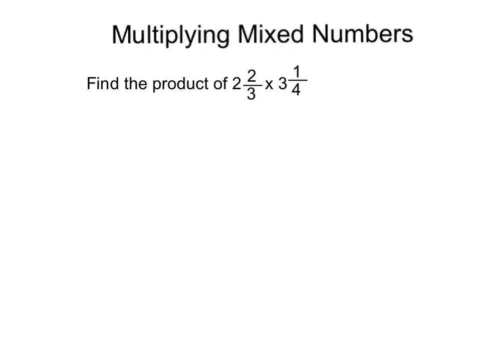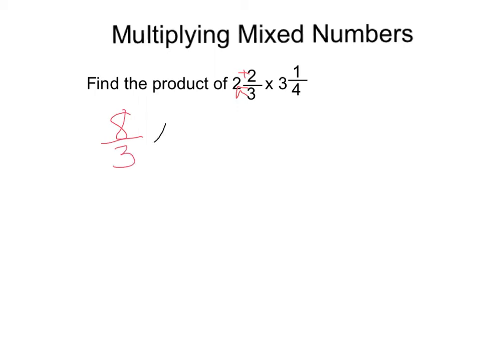Now let's try multiplying with some mixed numbers. Say we want to find the product of 2 2/3 times 3 1/4. As we talked about in the previous unit, you have to turn the mixed number into an improper fraction. The way you do that is you multiply the denominator by the whole number and then add the whole number to the numerator. So for 2 2/3, that would be 3 times 2 is 6, plus 2 is 8. So our new fraction is 8 over 3.